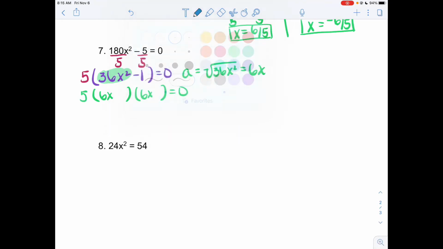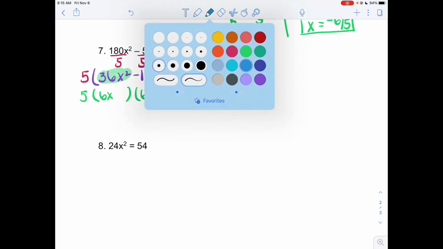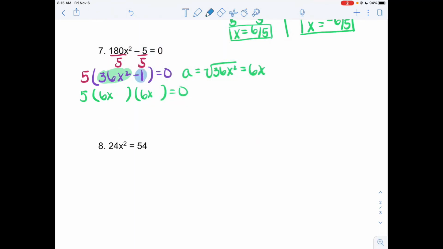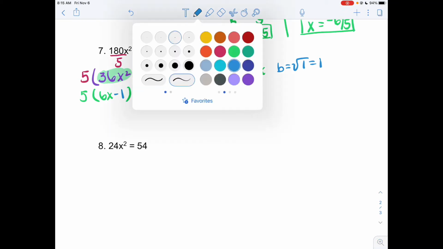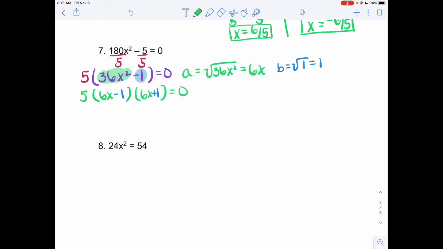Let's take a look at the b term. I have a 1 here, so that means that b is equal to the square root of 1, which is 1. 1's go in the back of each parentheses, 1 with a positive, 1 with a negative. Now, we want to divide the 5 on both sides in order to move it to the right, but 0 divided by 5 just gives me a 0.